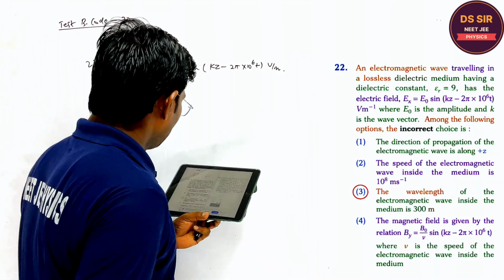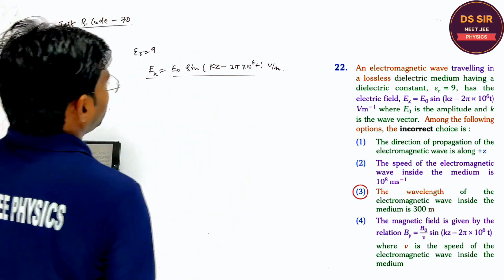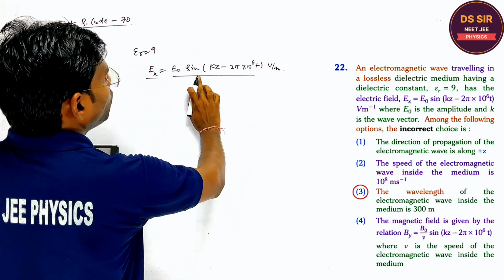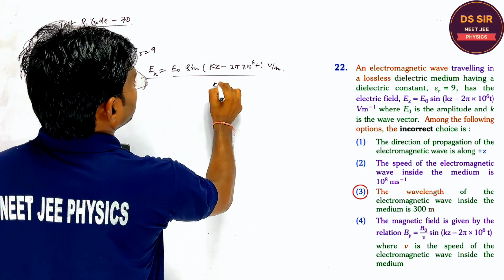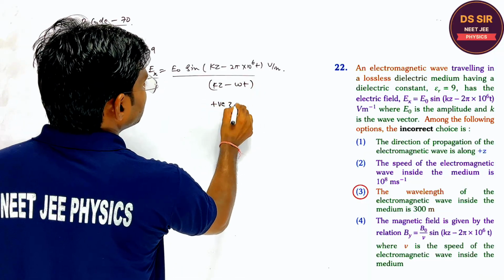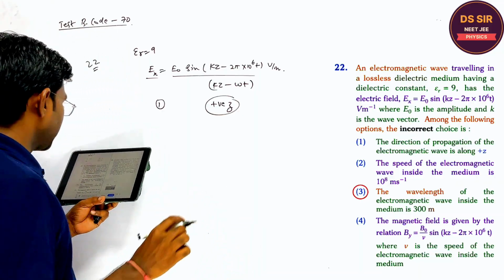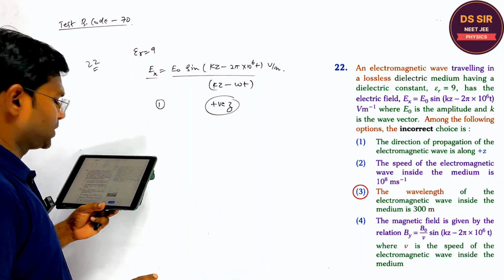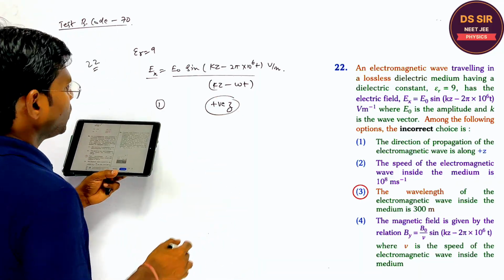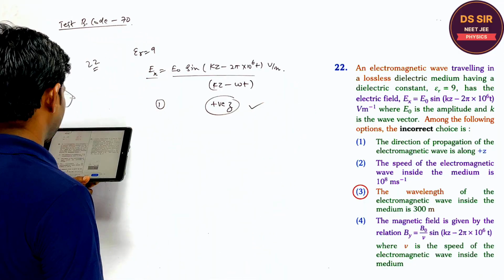So read this question number 22, electromagnetic wave. In the electromagnetic wave, the electric field is given as E naught sine kz minus omega t. Kz minus omega t means it is moving in the positive z direction. This is the basic concept. So if you consider the first option, you have to choose the incorrect option, right. The direction of propagation of the electromagnetic wave is along the plus z direction. First option is the correct option.